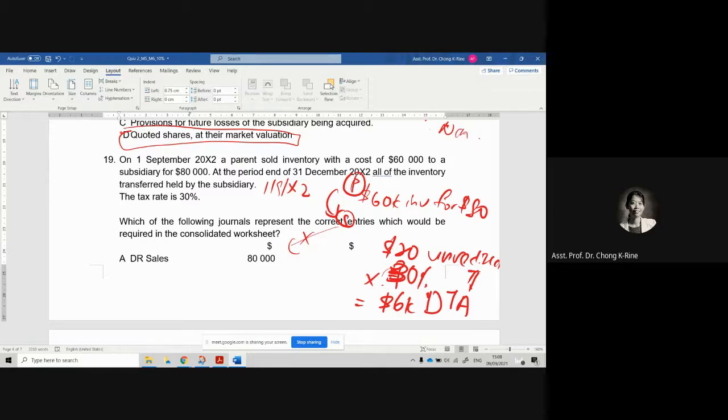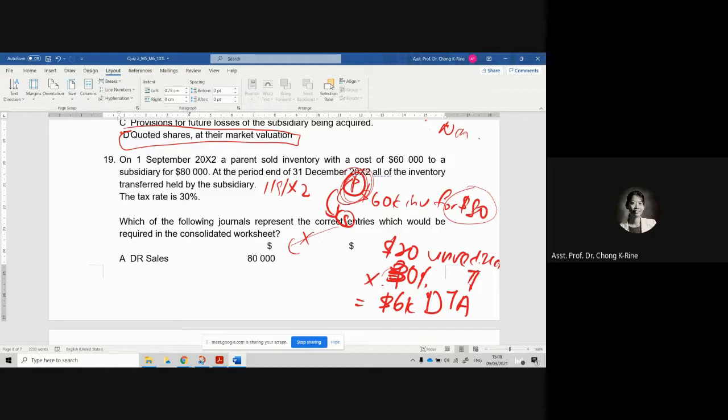Now, what happened is, who is the seller? The parent is the seller, right? So when the parent sold the inventory to the subsidiary, the parent will recognize sales of 80,000. So the parent will debit bank, credit sales 80,000. At the same time, the parent will debit cost of goods sold and credit inventory 60,000. So we have to reverse the sales and cost of goods sold. Inventory no need, because inventory in the balance sheet of the parent becomes zero. Later on we will reverse from the subsidiary book.